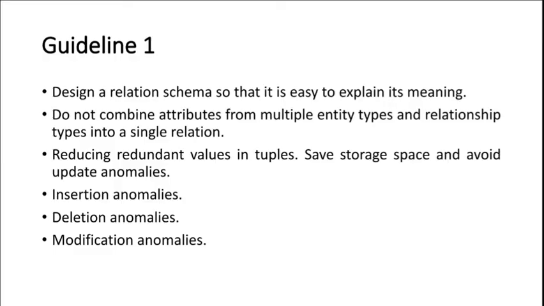But what are these anomalies? For example, update anomalies: there are three types: insertion anomaly, deletion anomaly, and modification anomaly. Along with the redundant values, your database should not contain these anomalies, that is insertion anomaly, deletion anomaly and modification anomaly. So I will discuss these three anomalies in detail now, so definitely you will understand that.